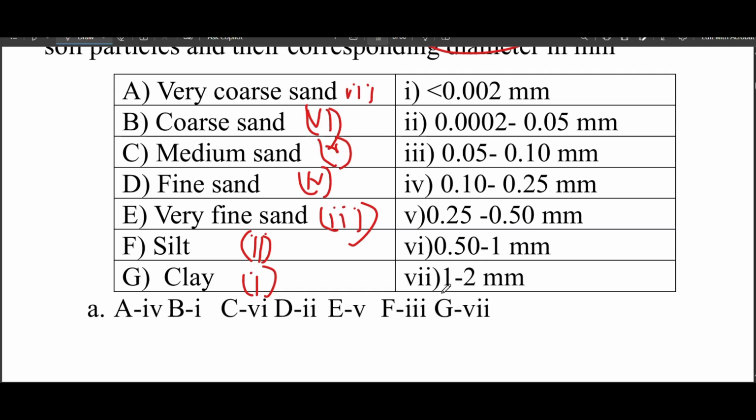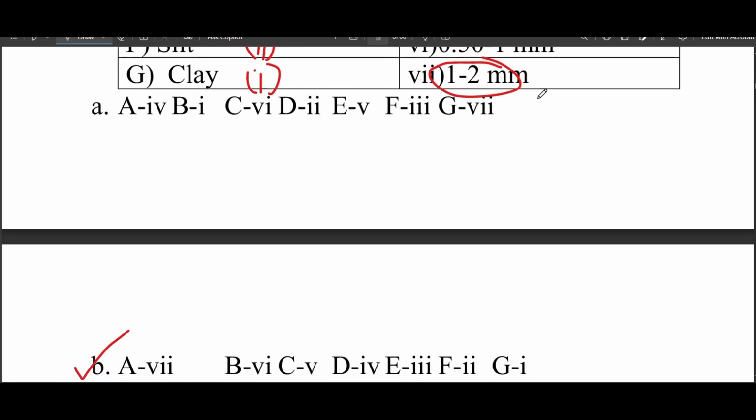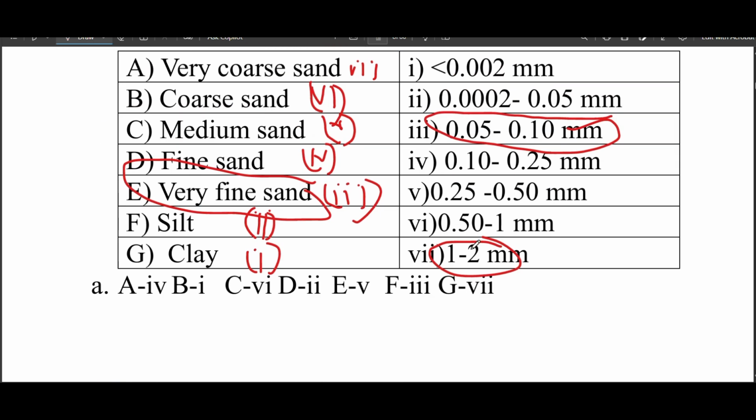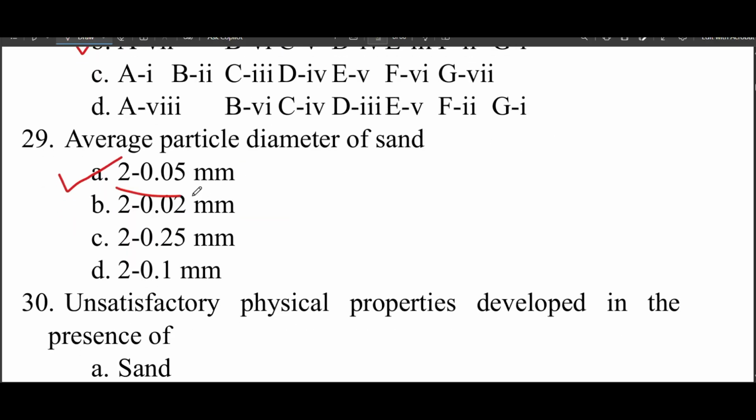1 to 2 is very coarse sand, and 0.05 is the particle size of very fine sand. So here you look, 2 is the upper limit, and 0.05 is the lower limit of very fine sand. So the correct option will be 2 to 0.05 millimeter. They are asking generally about sand size. So the average particle diameter of sand is 2 to 0.05 millimeter.